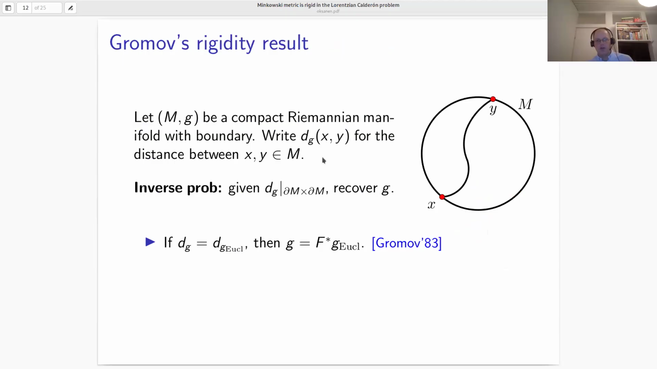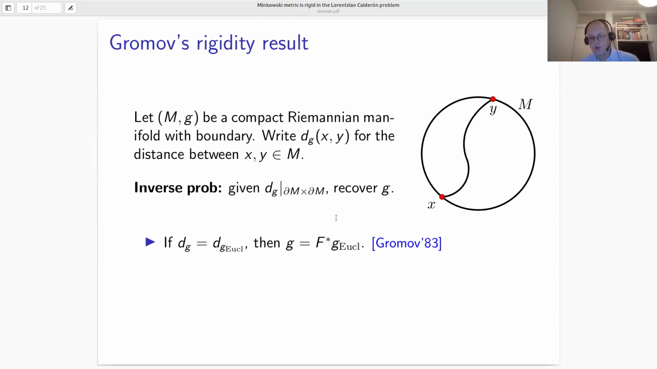Well, you have a Riemannian manifold with boundary, compact (M, g), and d_g is the distance function on the manifold, and then you're given distances between all pairs of points x and y on the boundary of the manifold. In other words, you're given the distance function restricted on the boundary, and you want to recover g, the Riemannian metric. And Gromov's classical result says that if the distances restricted on the boundary are the same, then the unknown metric is actually just the diffeomorphic copy of the Euclidean metric.